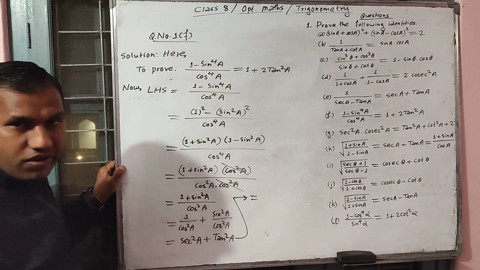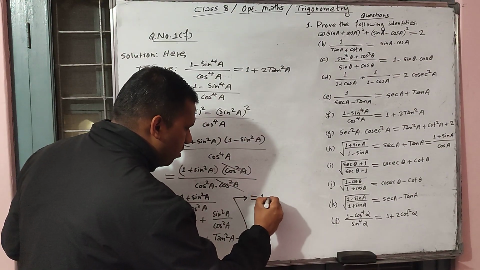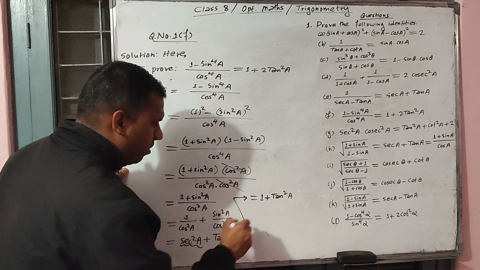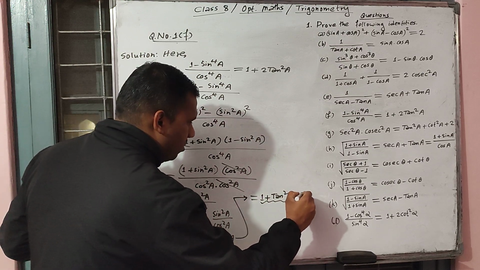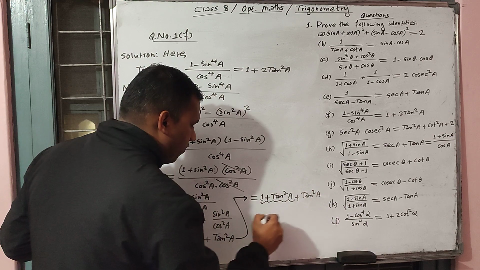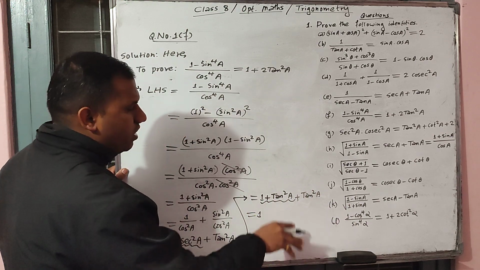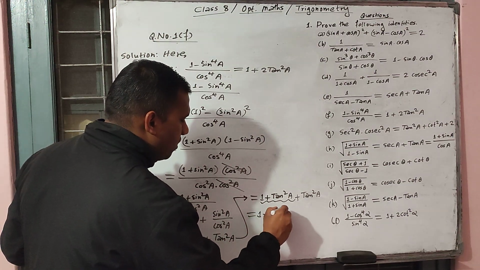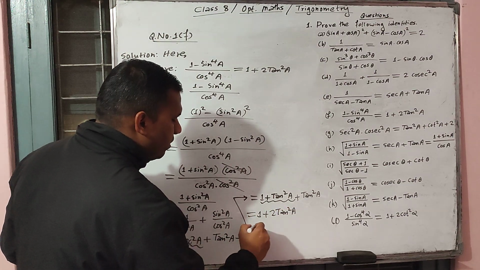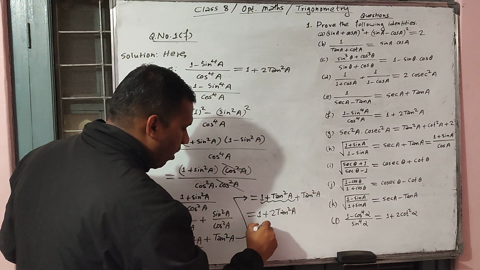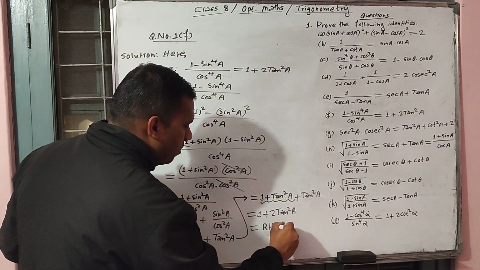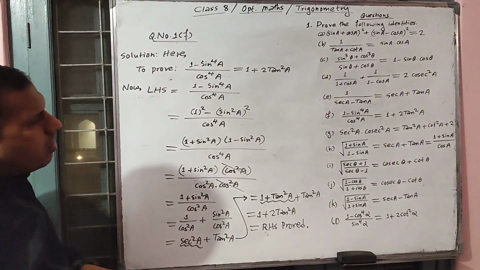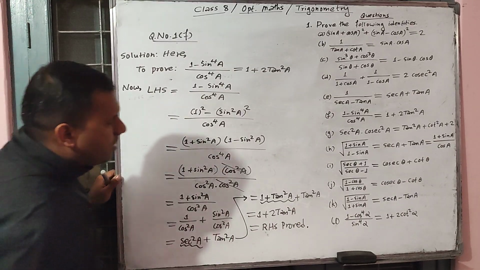So we know that sec square a is equal to 1 plus tan square a. So sec square a is equal to 1 plus tan square a, plus tan square a. Finally 1 plus this tan square a and tan square a, writing together, it makes 2 tan square a, which is our RHS. So we can write RHS, and then proved. Okay, students. Now we go to the next question.